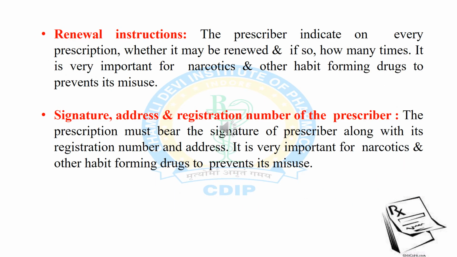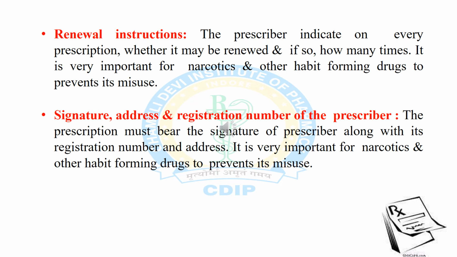Okay, so the seventh part is renewal instructions. The prescriber indicates on every prescription order whether it may be renewed, and if so, how many times. So it is very important, particularly in prescriptions containing narcotic and other habit forming drugs, to prevent their misuse.